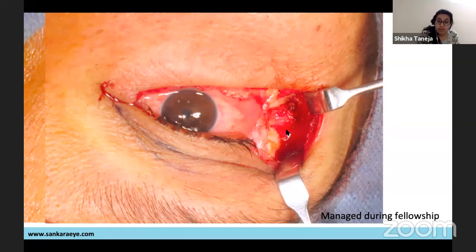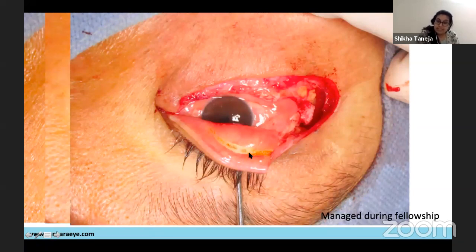Now this periosteum would eventually be split into two, because the upper eyelid tarsus is also not there and the lower eyelid tarsus is not there. So we need to replace posterior lamella in both. This would be split into two and would be sutured to the remnant tarsus over here and the Hughes flap, which we will take for posterior lamellar replacement.